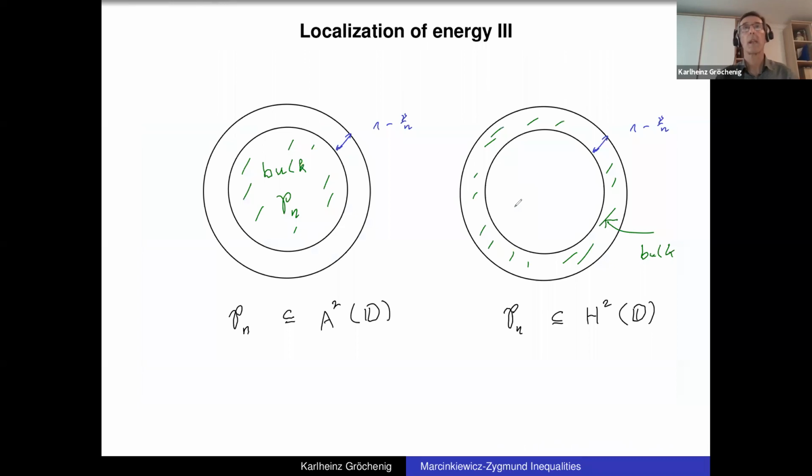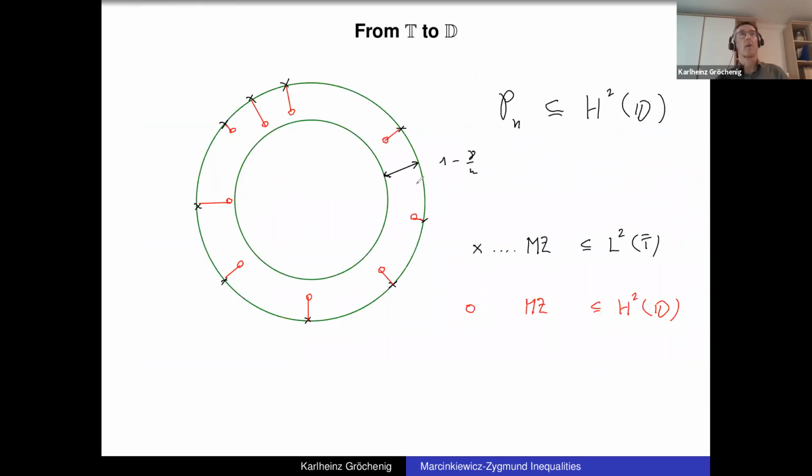Two pictures. Okay, let me show you the picture. So here we have the sampling points for polynomials of degree n for the torus. And what we do, we have the annulus of width gamma over n, and we move these points from the boundary of the unit disk into the unit disk, into this annulus. The radius can be arbitrary as long as we stay in this annulus.